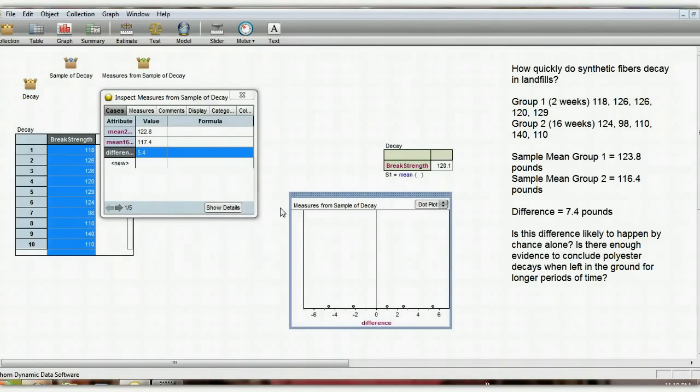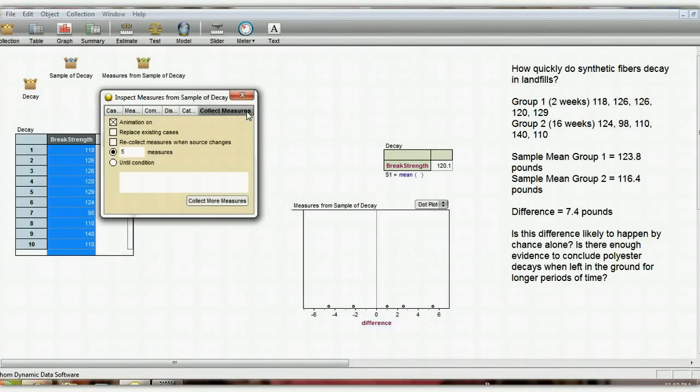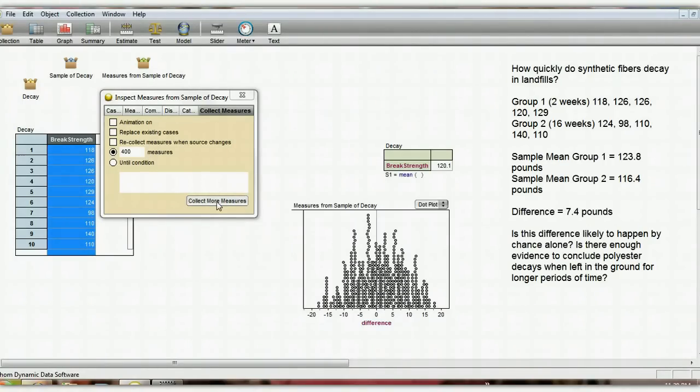Let's now take a look at doing this a few more times, because 5 doesn't really give us a good indication of what's going on. So let's turn the animation off, and let's collect 95 more measures. And Fathom does that fairly quickly. Let's collect maybe another 400 measures. So now we'll have a total of 500 measures here.